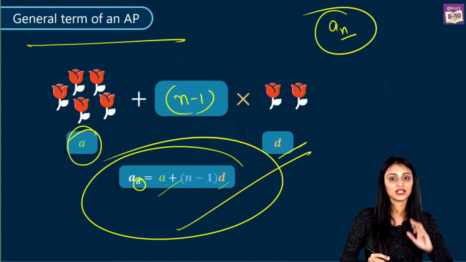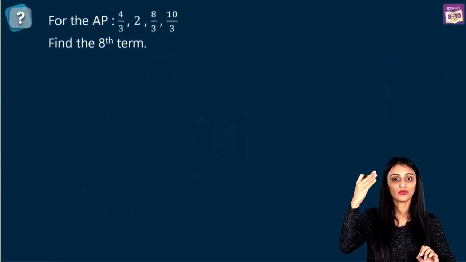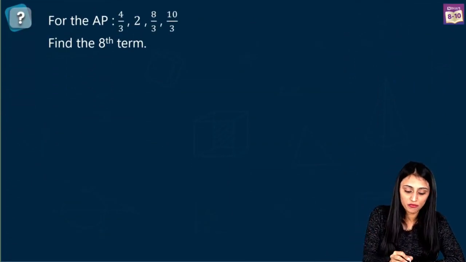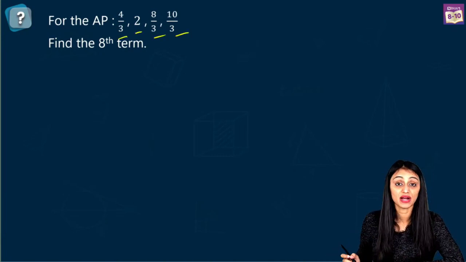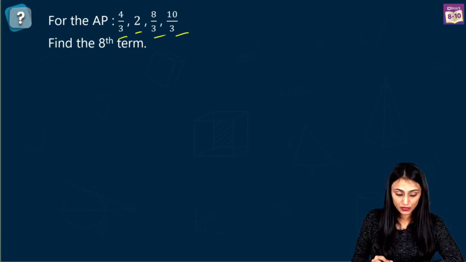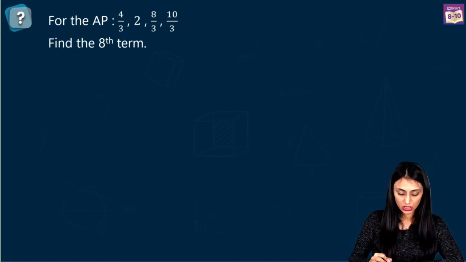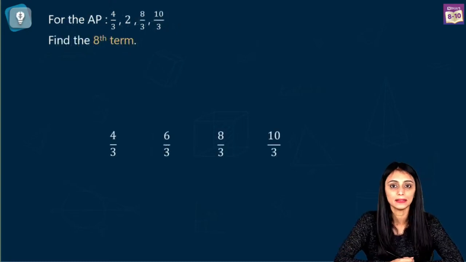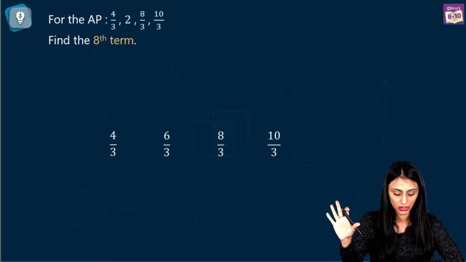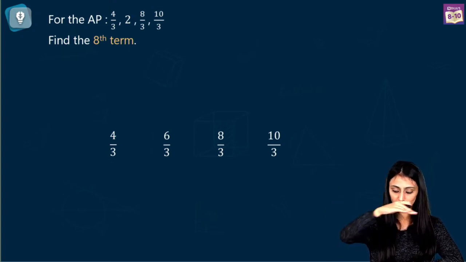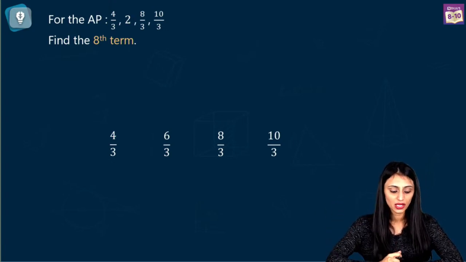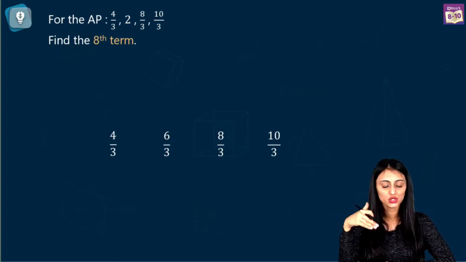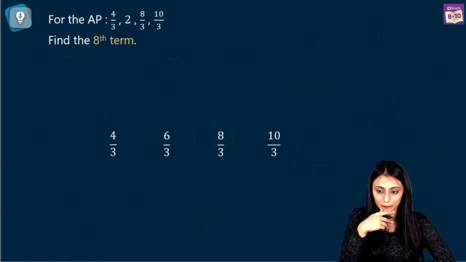Alright, awesome. Now let's try out a question. I want all of you to try this. It's based on the concept that we just covered. For the AP 4 by 3, 2, 8 by 3 and 10 by 3, find the 8th term. First of all, you can see all of them are in fractions. Can I write this 2 as 6 by 3? Can be done, right? 2 can be written as 6 by 3. Now all of them have the same denominator, that's 3. Even if you don't write it this way, that is also okay. Answer will still remain the same. We are just doing it to make it a bit easier.